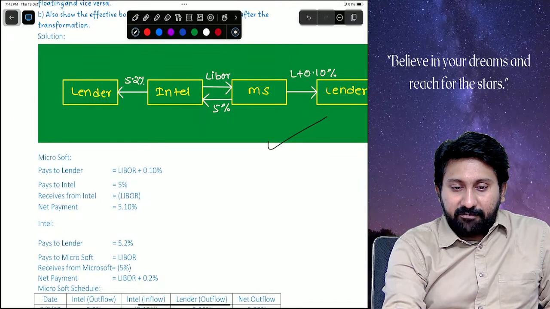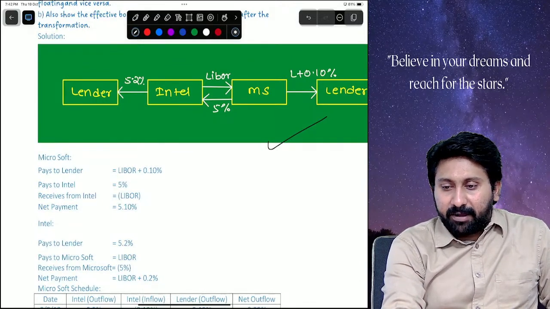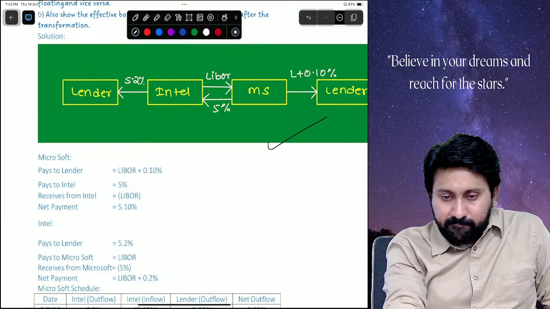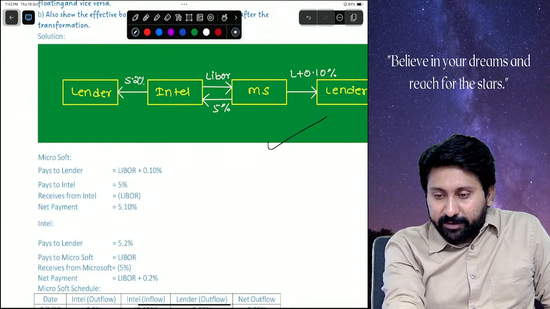So those who joined live, please put a feedback whether you understood the example clearly, the question of ICAI. If understood, please put yes.